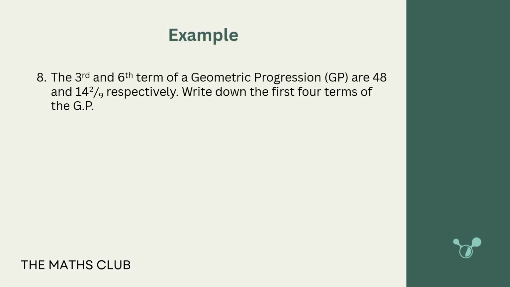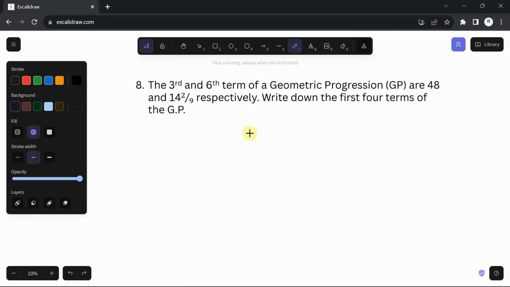Now the last question says that the third term and the sixth term of a geometric progression are 48 and 14 2/9 respectively. Write down the first four terms of the geometric progression. I want you to take out a pen and solve this together with me. We need to first write what we're given. So T3 is equal to 48, and T6 is equal to 14 2/9. Do you want to pause the video and convert this to an improper fraction?